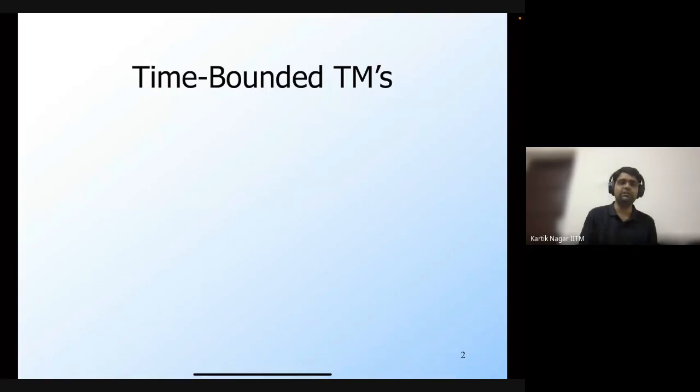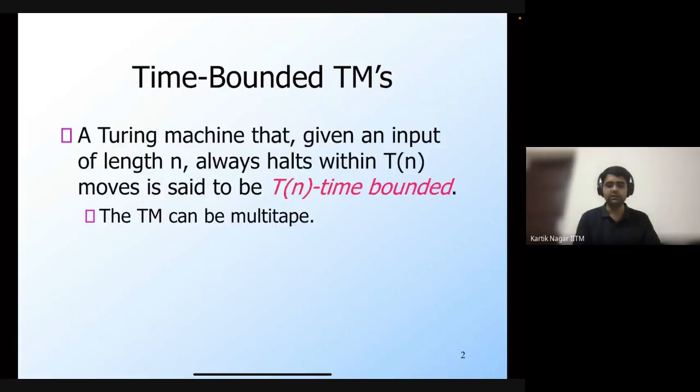So therefore, we want to find out whether a problem is intractable or tractable. For that, we define this concept of a time-bound Turing machine. Remember that now we are interested in time, so we want to know how much time it takes to solve a problem. In terms of Turing machines, the time becomes the number of steps that the Turing machine takes. So a Turing machine that, given an input of length n, always halts within some T(n) moves, where T(n) is a function of n, is said to be T(n) time bounded.